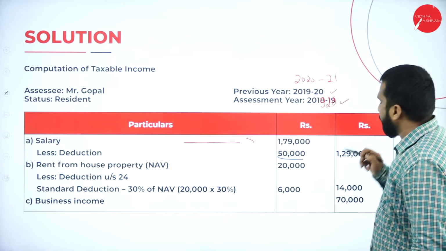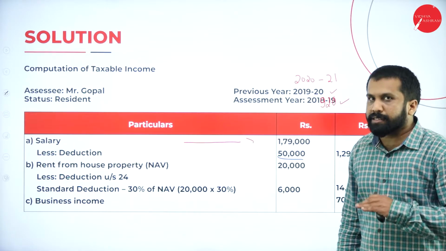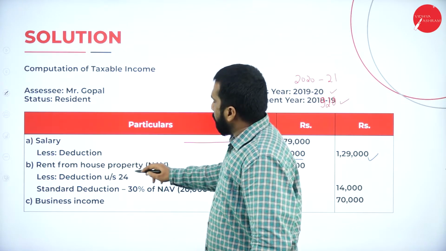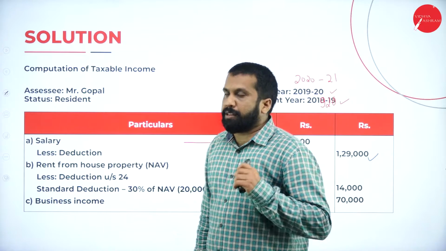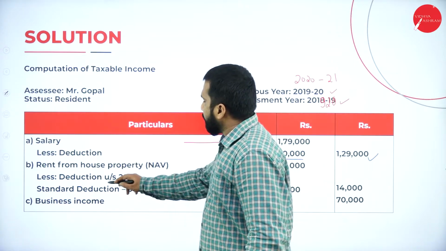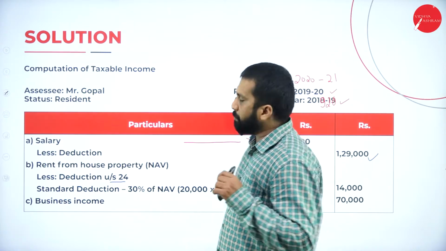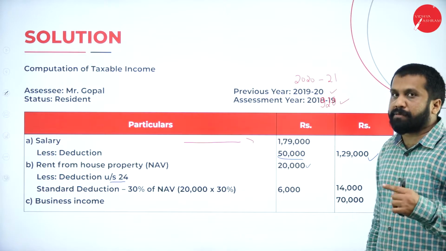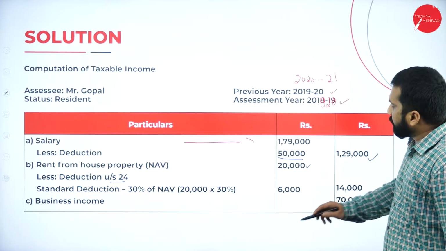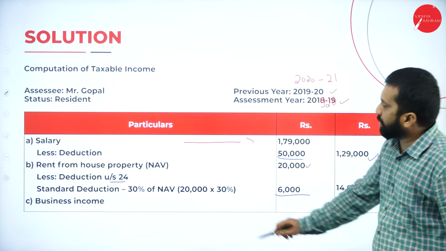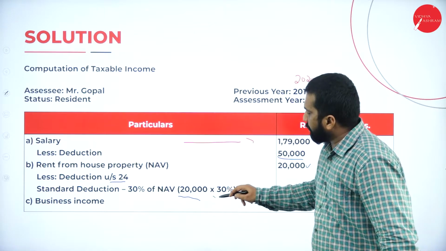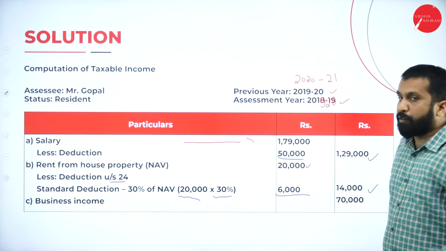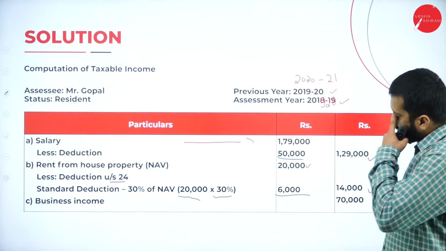You got 1,29,000. Salary we have completed. Yes. Rent from house property, net annual value. So deduction under section 24, that is 30%. Now, house property is 20,000. Calculate 30%, it will be 6,000. 20,000 multiplied by 30%, 6. 20 minus 6, we get 14,000.